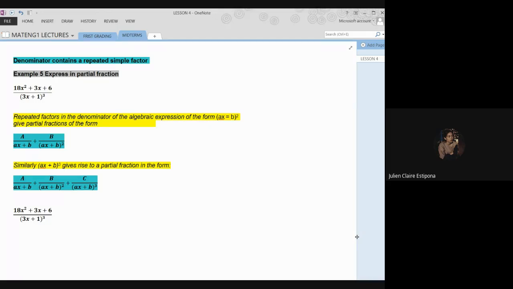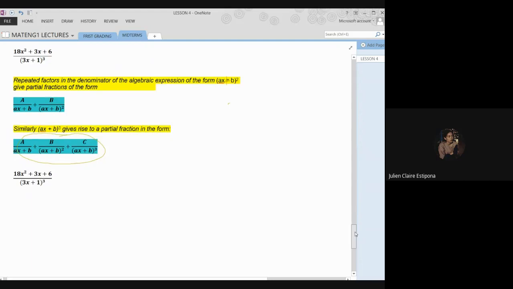Repeated factors in the denominator of the algebraic expression of the form ax plus b raised to 2 give partial fractions of the form a all over ax plus b plus b all over ax plus b squared, and so on. If that is in cubic, we have here a all over ax plus b plus b all over ax plus b squared plus c all over ax plus b raised to 3.